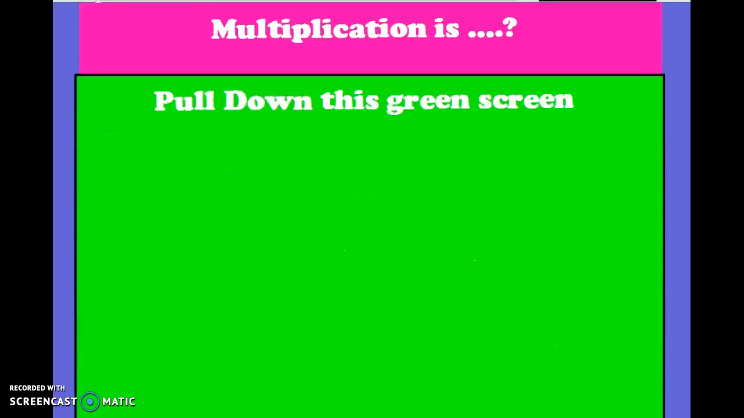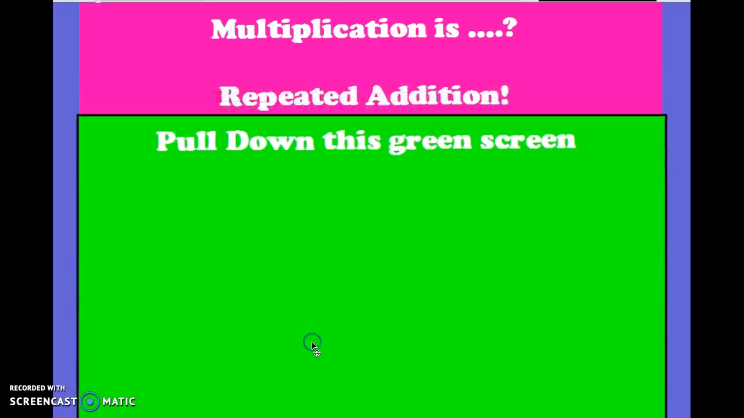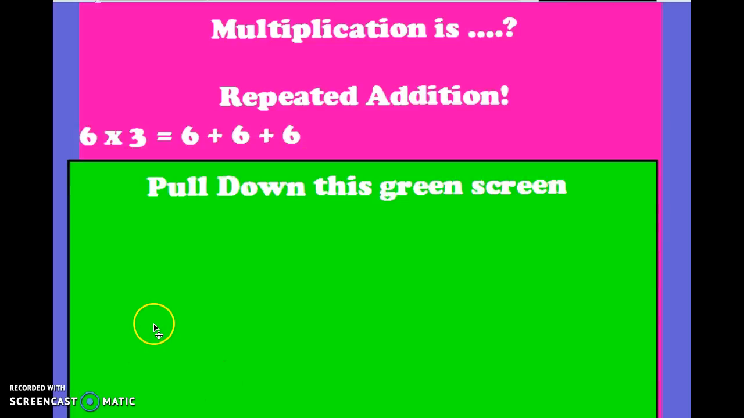Multiplication is repeated addition. What exactly does that mean? Let me show you. Repeatedly adding a certain number of groups. So, in this case, we're looking at 6 times 3, which can be represented by the total number of groups, which is 3, added together, which is 6 plus 6 plus 6. So we have the number 6 that is fitting into 3 equal groups.